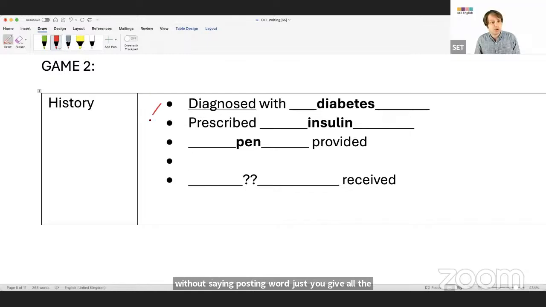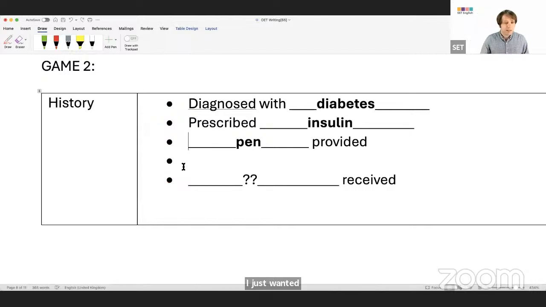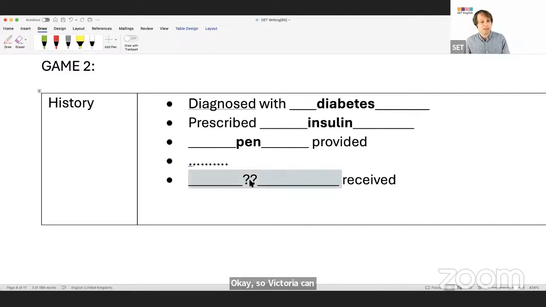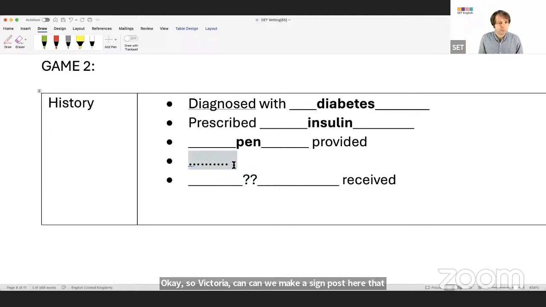I just went straight like bang, bang, bang. I hardly stopped, right? That doesn't happen in OET. If they did that in OET, the exam would be so difficult. So what they do is, as Victoria is saying, they make signposts. They make things that show you where you are. Okay. So Victoria, can we make a signpost here that will make this one easier? Give me an example of just anything, please.